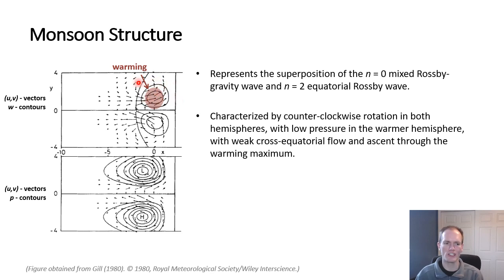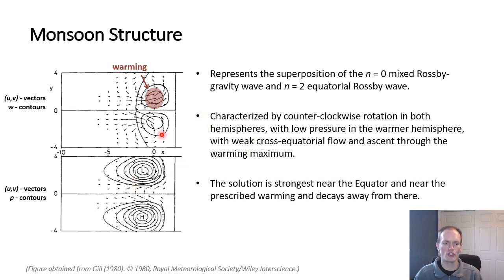again to the southeast of the low pressure maximum, as we indicated through the n equals 2 equatorial Rossby wave discussion on the previous slide. We also have this solution being strongest near the equator. Note the horizontal vectors are longest here near the equator and near to the warming source, and they decay eastward and westward, as well as north and south from the equator and from the heating source or warming source, respectively.